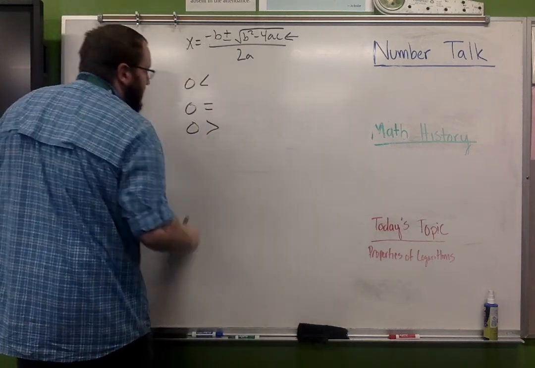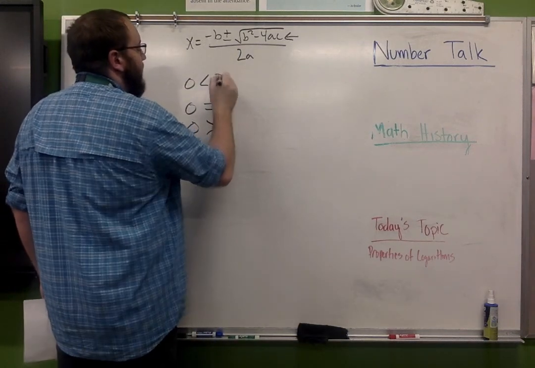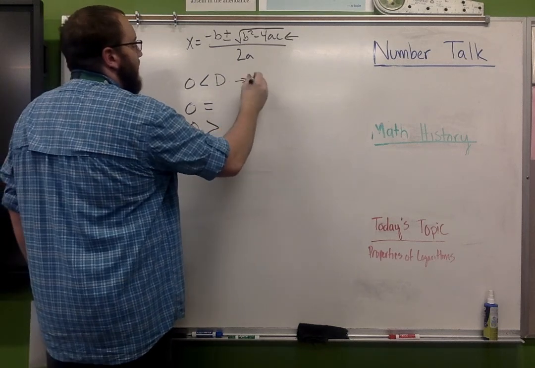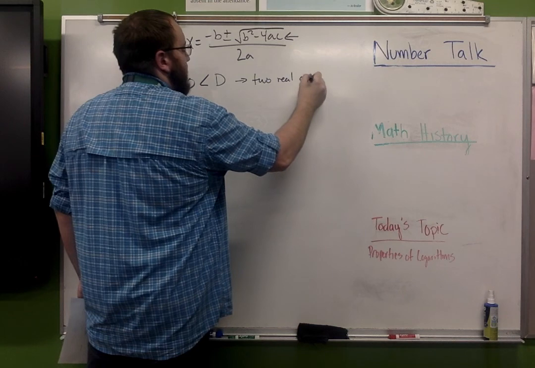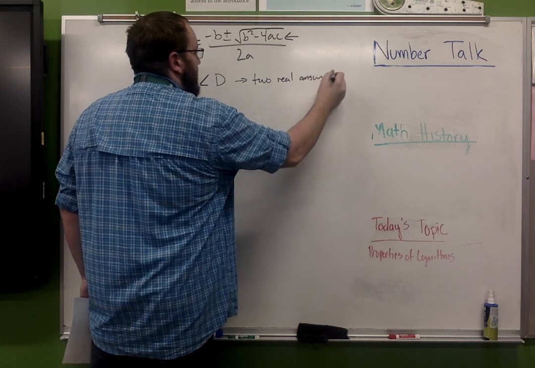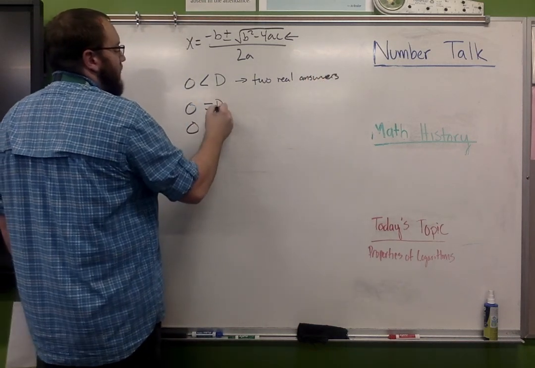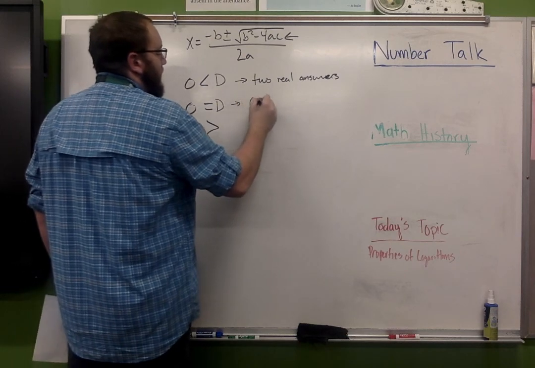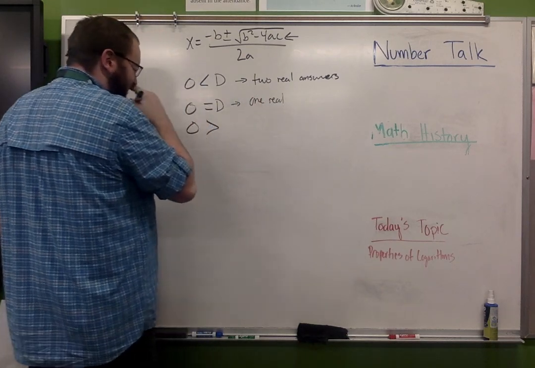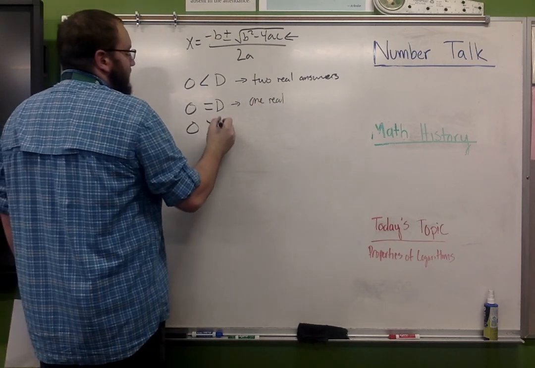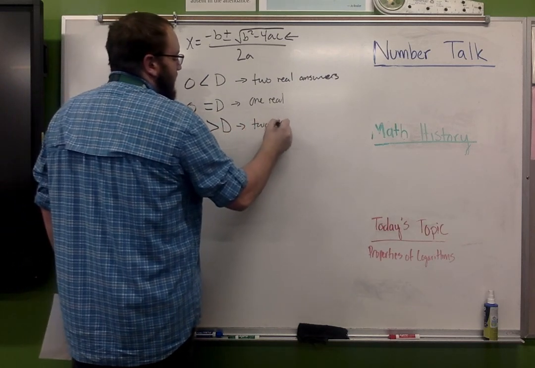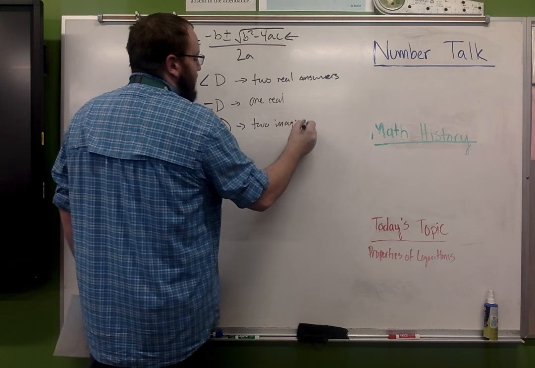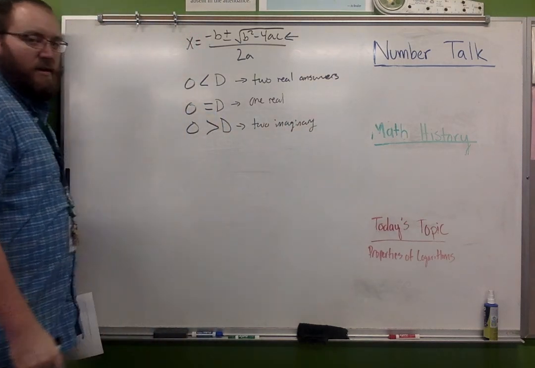So if it's greater than 0, I'm going to put capital D for discriminant. Then you get two real answers. If it's equal to 0, you get one real. And if it's less than 0, then you get two imaginary, because you can't take the square root of a negative, so you have to factor out the imaginary unit i.